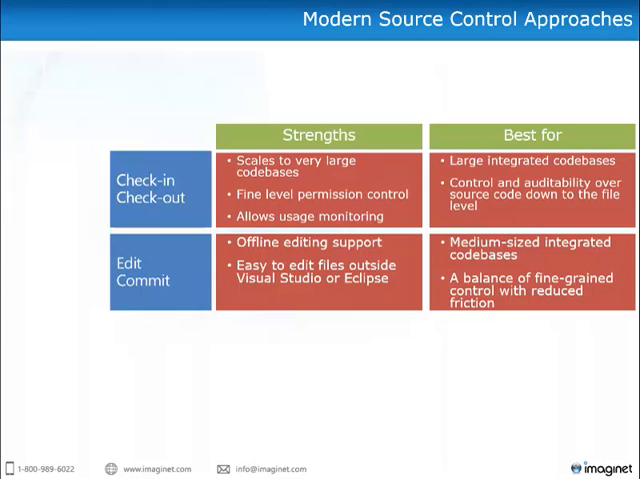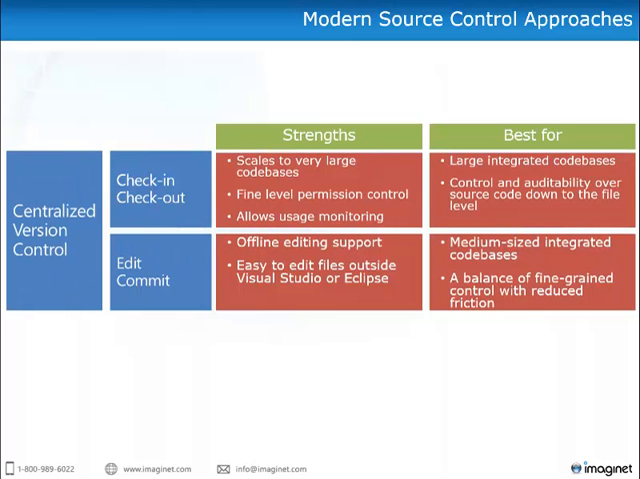The edit commit model, on the other hand, allows you to get files from source control and change them and then check in whatever edits you have. Since Visual Studio and TFS 2012, local workspaces enable the edit commit model, while server workspaces continue the check-in, check-out model. These are both centralized version control techniques.